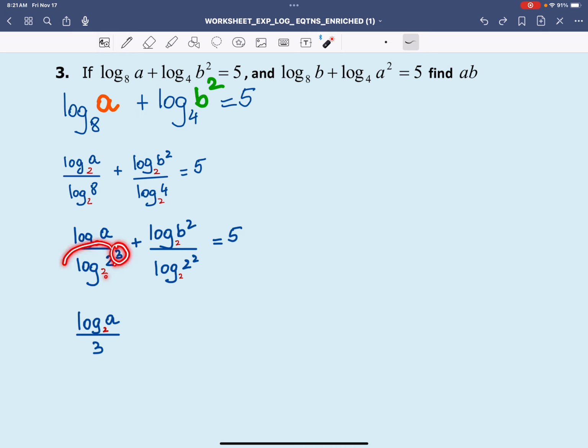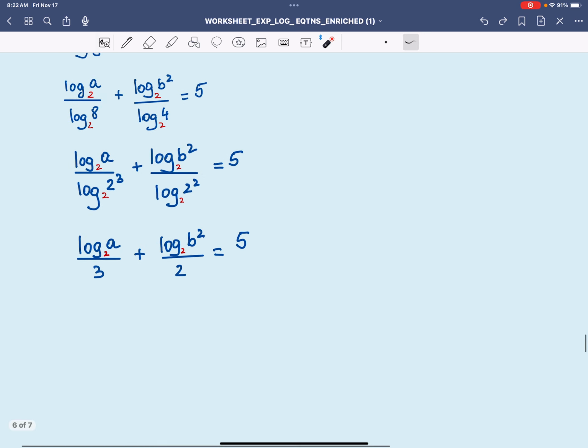So it means that the power becomes a coefficient. So that's 3. And then log with base 2 of 2. Now log with base 2 of itself is equal to 1. That is one of the logarithmic properties that states that log with base b of some number b is equal to just 1. Now next we have the second term, log with base 2 of b squared divided by 2, that power of 2 is right here, equals 5.